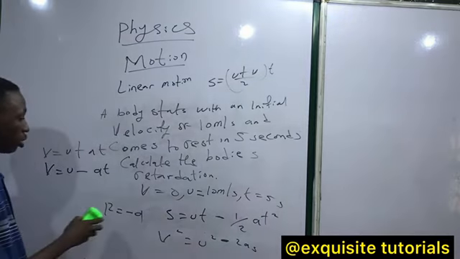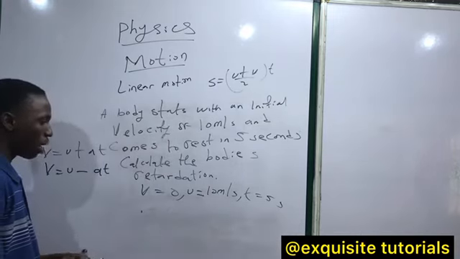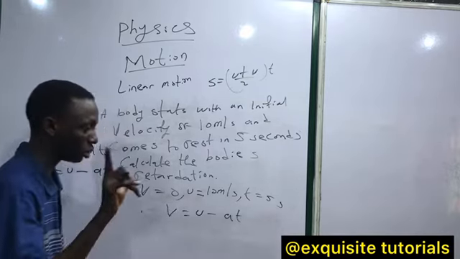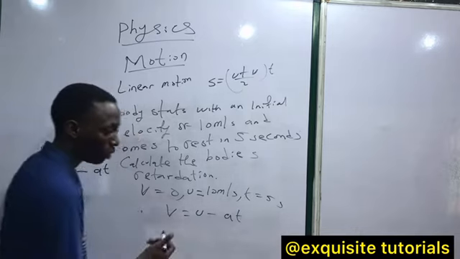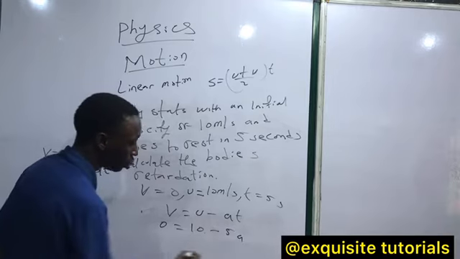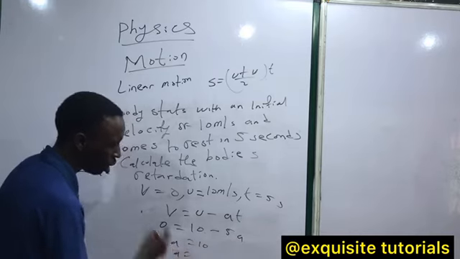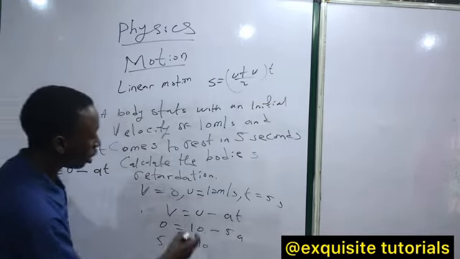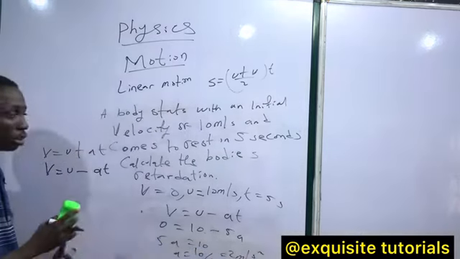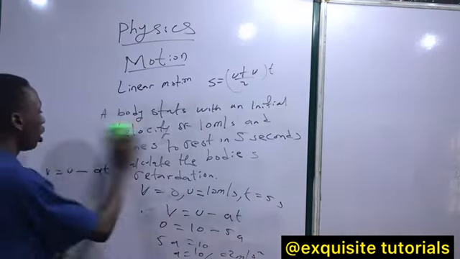Okay, since we have gotten the concept of retardation, now we know that the body is retarding. All we have to do is bring in our formula. V is equal to U minus AT, because the body is retarding. V is 0, U is 10, T is 5. So we now have 0 is equal to 10 minus 5A. Collecting like terms, 5A is equal to 10, then A is equal to 10 over 5, A is equal to 2 meters per second square. Under the concept of retardation, the positive will change to negative.